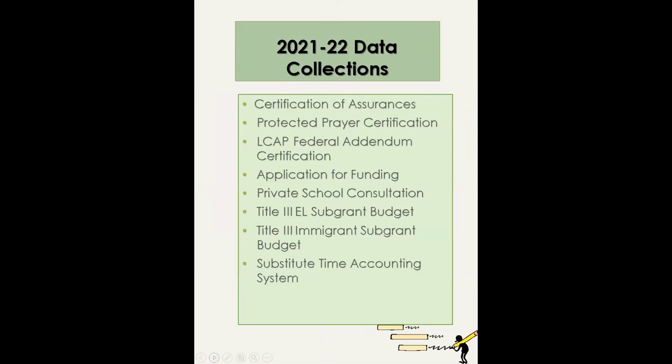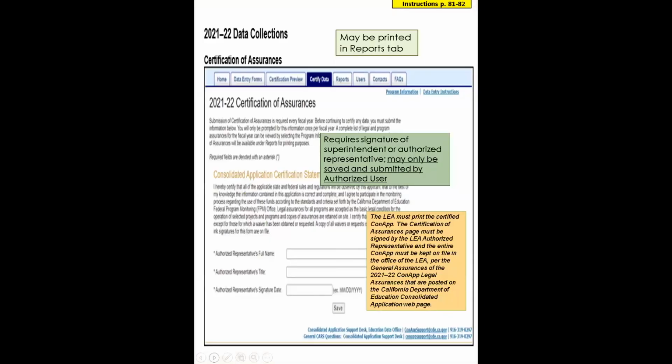So let's look at what's included in there, and you'll see there's a lot of certifications. These are all the pages in the 21-22. Most of them are certifications of federal requirements and identification of the funds you want to apply for. So this is where you're deciding what money do I want for the coming year. All right. The first page is your certificate of assurances.